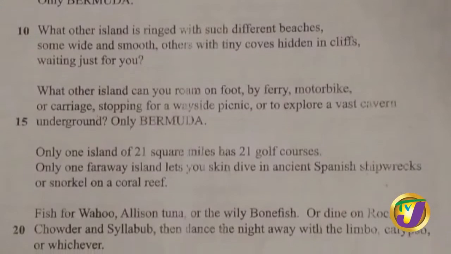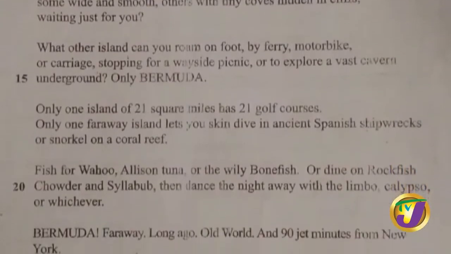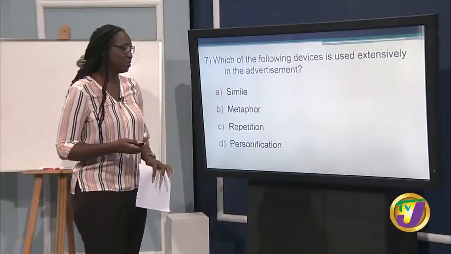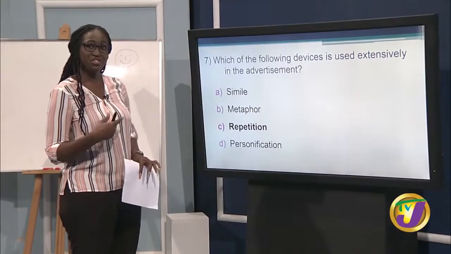But there are another two now that you need to decide. Were they used extensively? Extensively meaning quite a lot. You saw it happening a number of times. Okay, ready with your answer? I hope so. And your answer should be repetition.